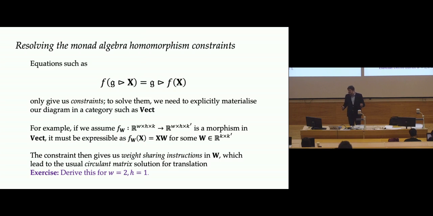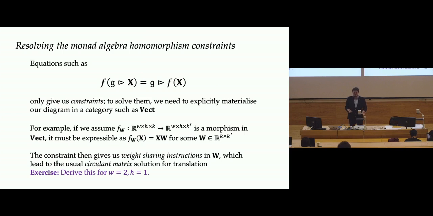So, for example, if we take our previous diagram, which has our monad algebra homomorphism F mapping k-dimensional image features to k-prime dimensional image features. Once we ground that in Vect, we know that F needs to be a linear transformation, so it must be fully expressible using a matrix W, which is then multiplied with our features, right? And that very constraint, coupled with the form of the function like this, then gives you direct weight sharing instructions in W.